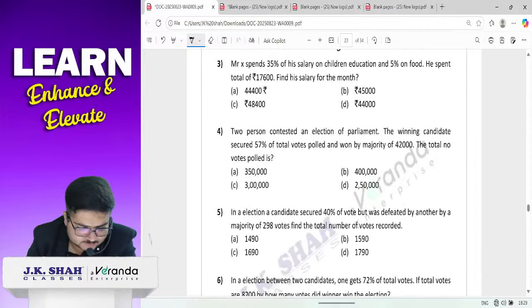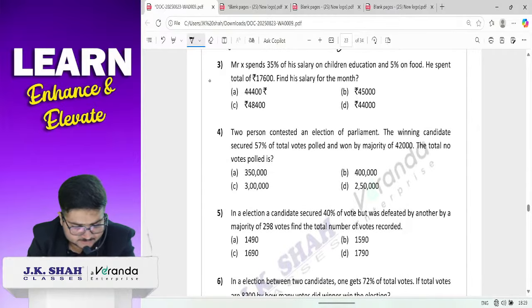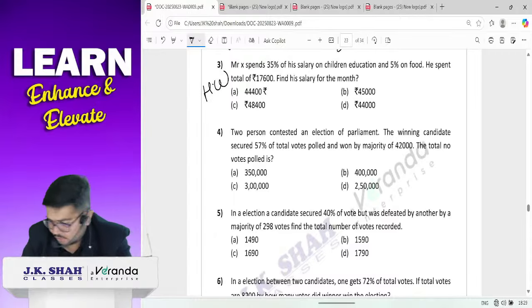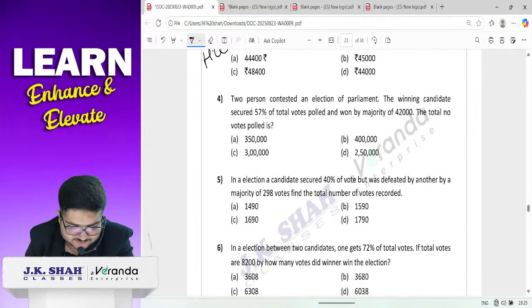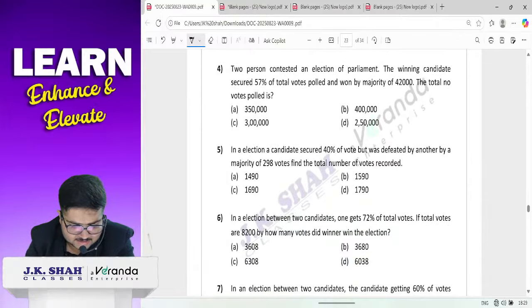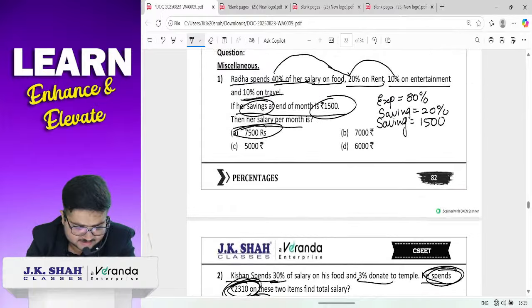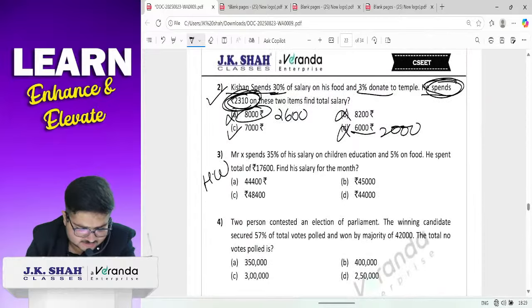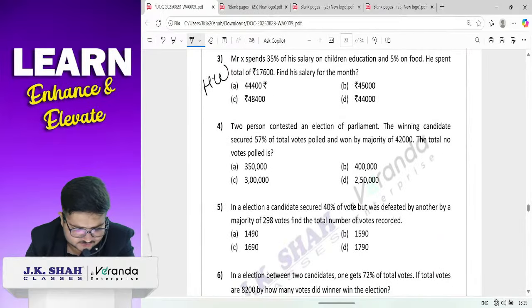Now next, this is your homework. Take a screenshot. You can rewind it and take a screenshot. I am moving forward because this is a very easy sum. We are not wasting our time on these easy sums. I taught you this question is very much similar to the second question that we did, right? Third question is very similar.